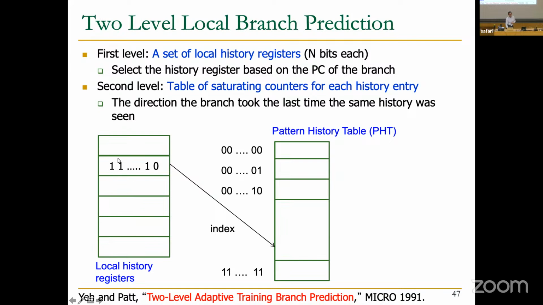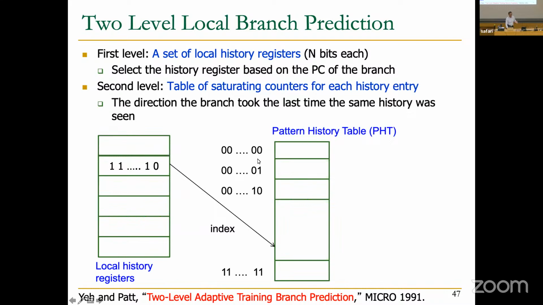Remember, we had only one global history register in the global one. Now we have local history registers, ideally one for each branch. So essentially, in the first level, you have a set of local history registers. Each of them is m bits. And we select the history register based on the program counter of the branch. So we use the program counter to index this and get the local history of what happened to the branch in the last n executions in terms of taken or not taken outcome. That's our local history. And then we use that local history to index a table of saturating counters for each history entry. So if this is n, we have a 2 to the n entry pattern history table.